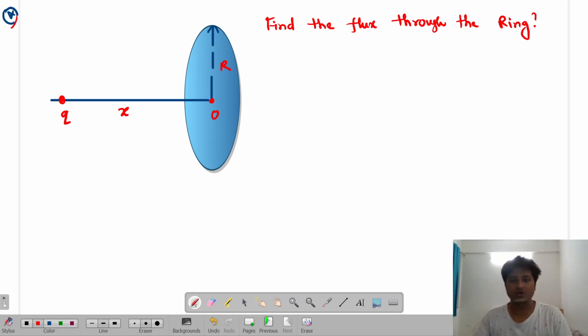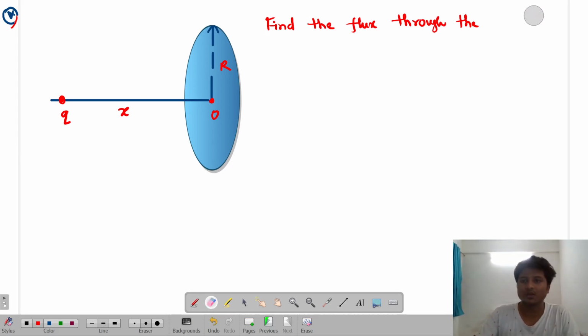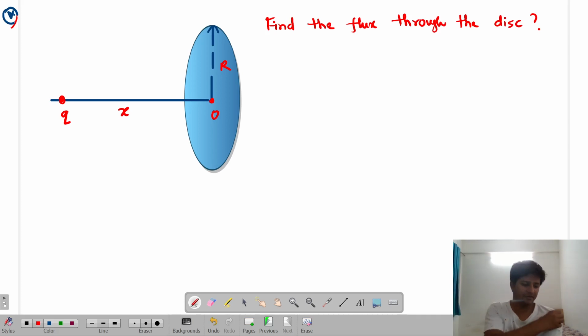Okay, it's not a ring. Sorry, sorry. It is a disk. Find the flux through the disk. Because for a ring, it's simple. It's like finding just the area and then just multiplying it.